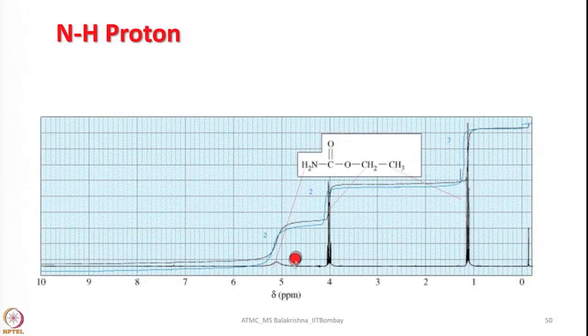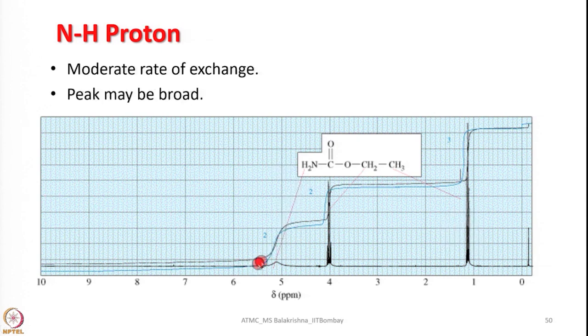And the OH proton would be very broad here for the same reason, because of rapid exchange, and it will not show any coupling to any other protons present on carbon. But these two will split each other. So this will be giving a quartet and this will be giving a triplet here. So a moderate range of exchange, and the peak may be very broad.